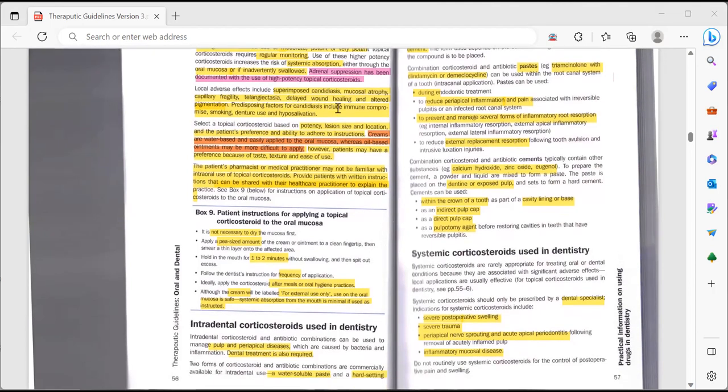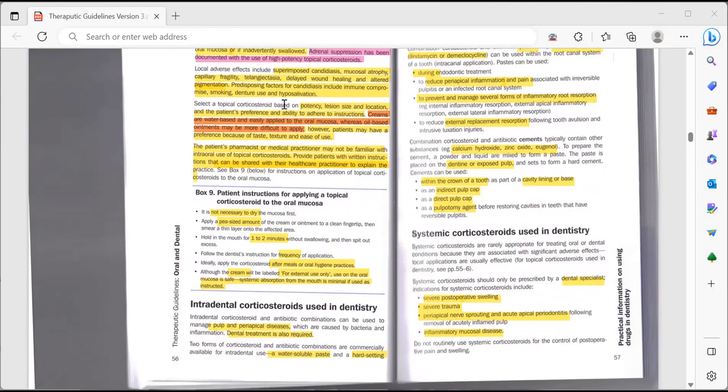Predisposing factors for candidiasis include, if your immunity is compromised, or if the patient is a smoker, uses dentures, or has hypersalivation. In these patients, the chances of getting candidiasis are higher.